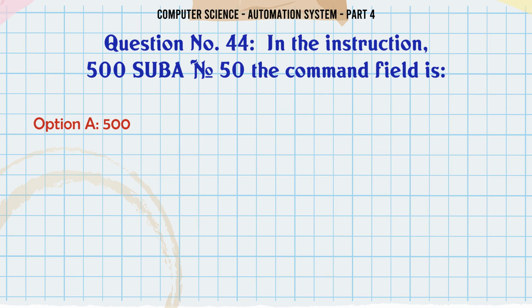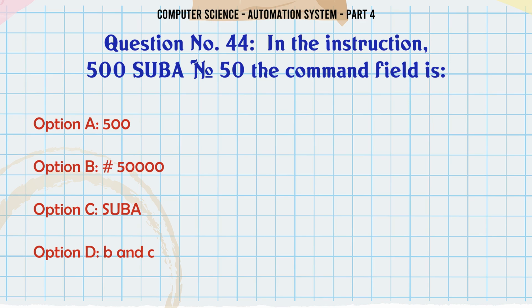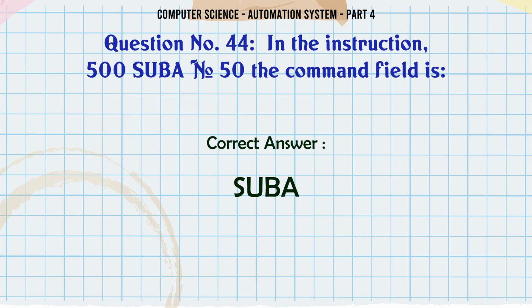In the instruction 500 Suba 50, the command field is A. 500. B. 50,000. C. Suba. D. B and C. The correct answer is Suba.